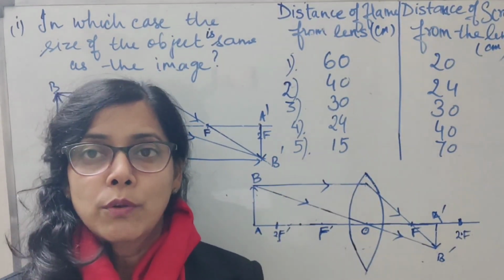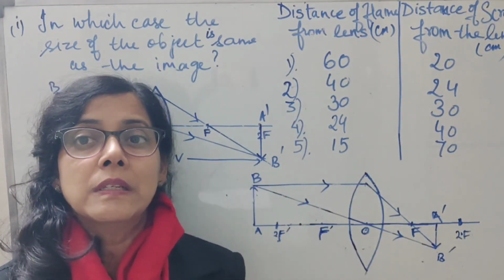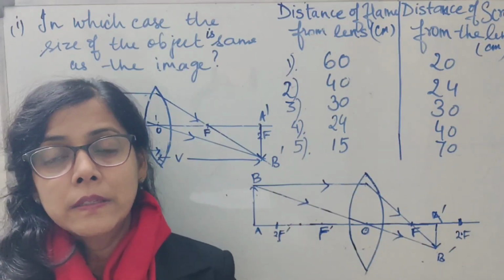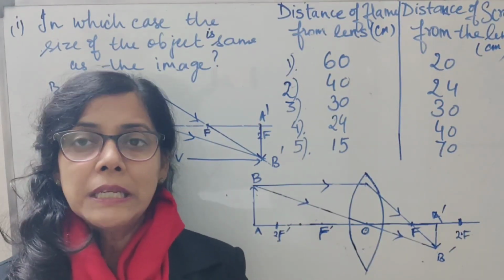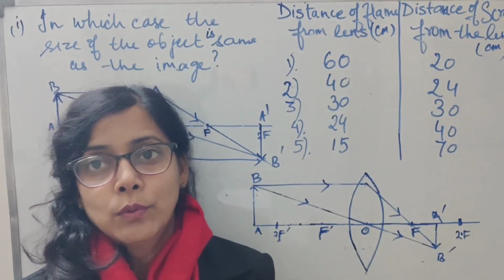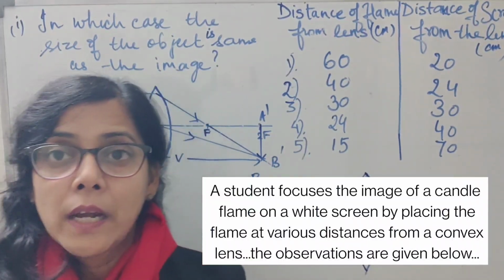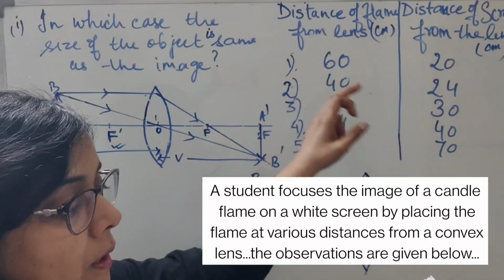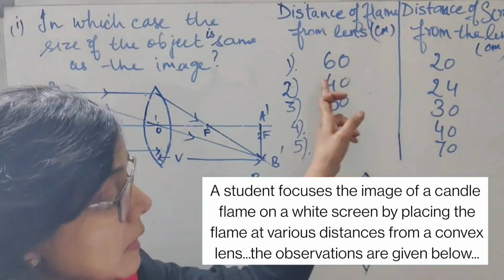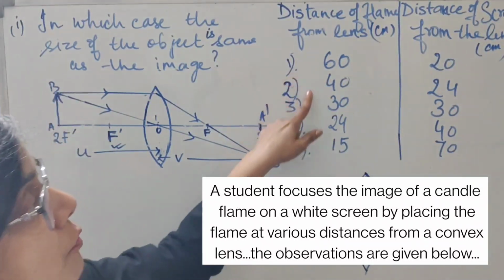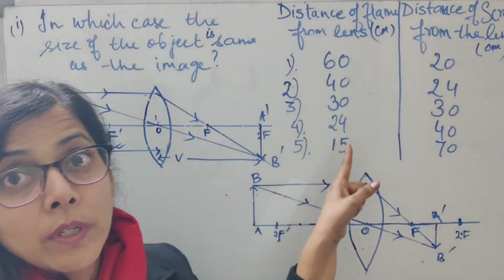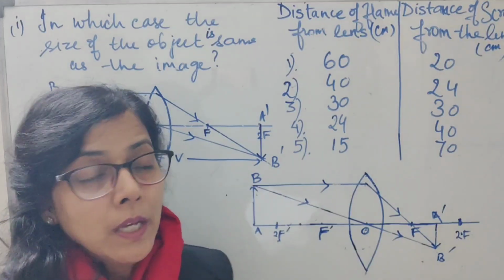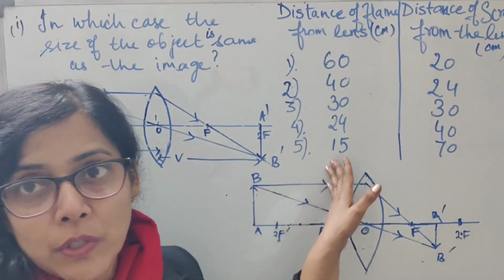Today we are going to do a question from Light. Actually this is a case study and there are 4 questions you have to answer in this case study. So we will see each of them one by one. So let's come to the question. The question is that a student focuses the image of a candle flame on a white screen by placing the flame at various distances from the convex lens. So this student is placing the candle flame at different distances one by one. So there are 5 cases which are given to us.